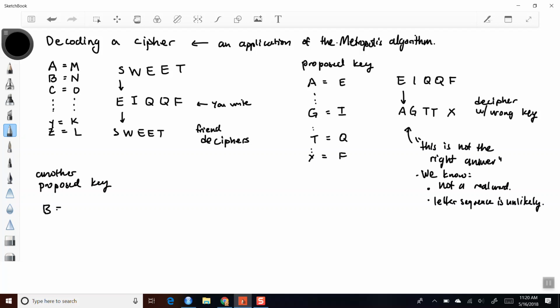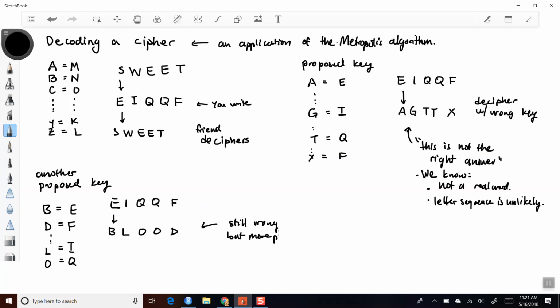And maybe in this one, B got mapped to the letter E, and D gets mapped to the letter F. And later on, L gets mapped to the letter I, and O gets mapped to the letter Q. And so when you see E, I, Q, Q, F and you decode it, you get B, L, O, O, D, and you get the word blood. This is still the wrong deciphering, but this seems like, oh, maybe my fifth graders are up to no good, because it seems like a plausible answer, right? It's more plausible because it's a real word.